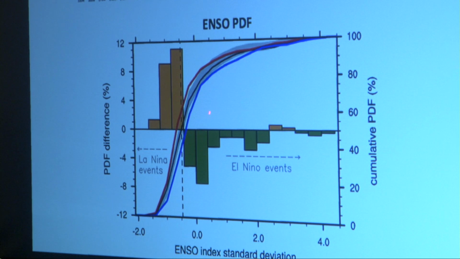And the blue line represents the same thing, but for the AMV minus experiment. So basically it's the opposite. We've got more Nino events in the AMV minus experiment. I forgot to tell you that this gray shading represents the confidence interval over this cumulative PDF. And the histogram here represents the difference bin by bin between the AMV plus experiment and the AMV minus experiment.